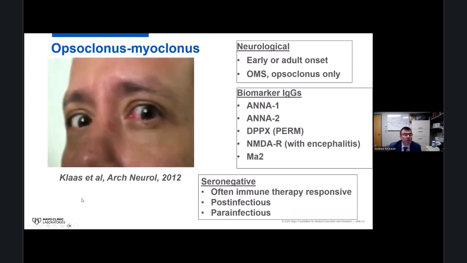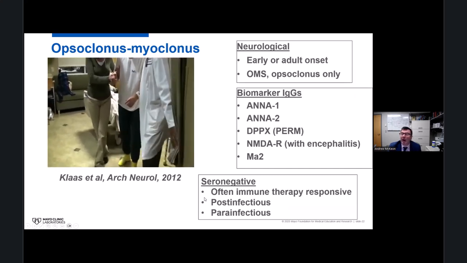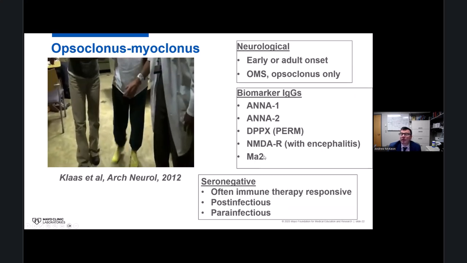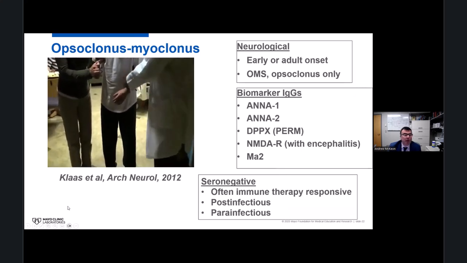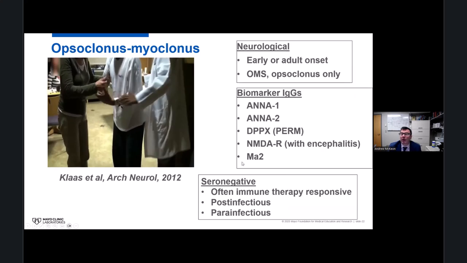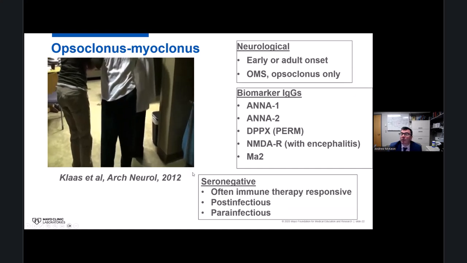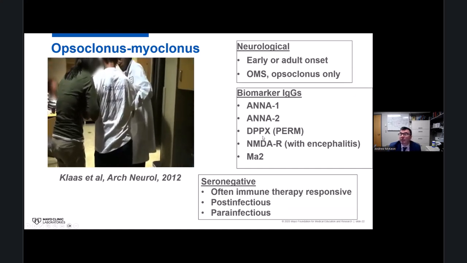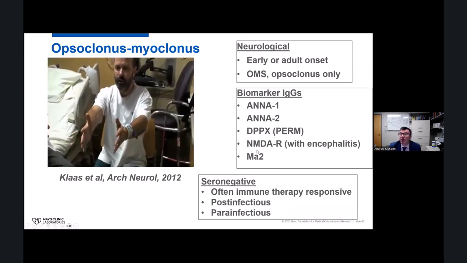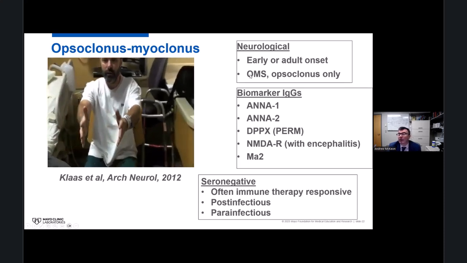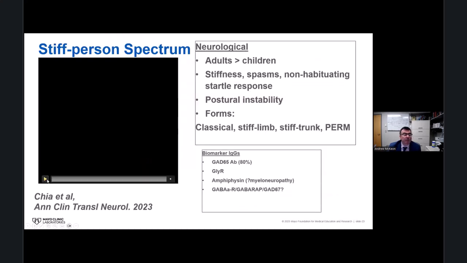And here's another brainstem disorder, opsoclonus myoclonus syndrome. Typically people would think of ANNA-2, paraneoplastic, and that is important to think of, but there are many other autoantibodies that can present with opsoclonus myoclonus syndrome. This particular patient, in fact, had an autoimmune opsoclonus myoclonus syndrome, but was antibody negative. Antibody negativity is very important in this disorder because it tells you two things. One is that it's unlikely the patient has cancer, and secondly, it's likely the patient will respond to immunotherapy. That's what we've seen in our Mayo Clinic experience.